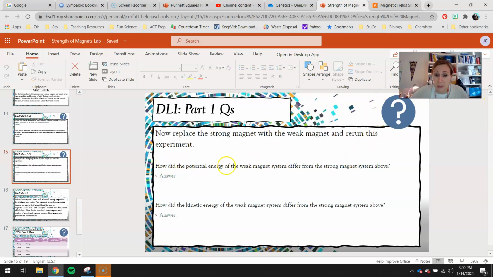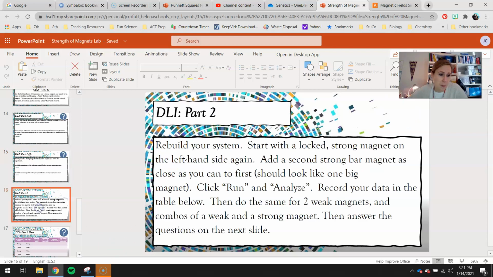So how did the potential energy of the weak magnet system differ? So was there more potential energy? Was it the same? Was there less when you guys used the weak magnet versus the iron bar? Okay, and then how did the kinetic energy of the weak magnet system differ? So again, go to analyze and take a look at the differences in kinetic energy that you had compared to just the iron bar.